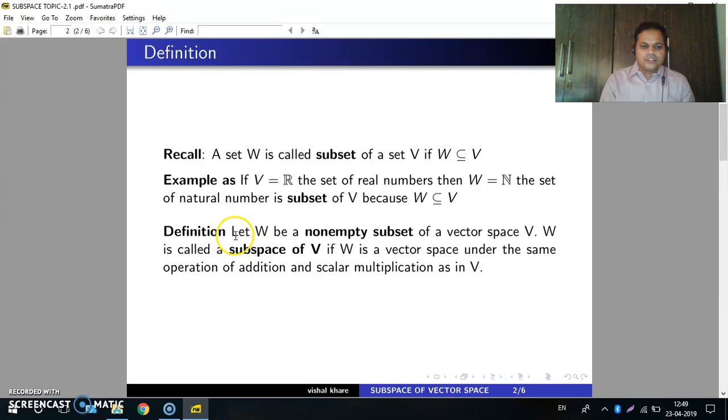Definition of a subspace. Let W be a non-empty subset of a vector space V. W is called a subspace of V if W is a vector space under the same operations of addition and scalar multiplication as in V.